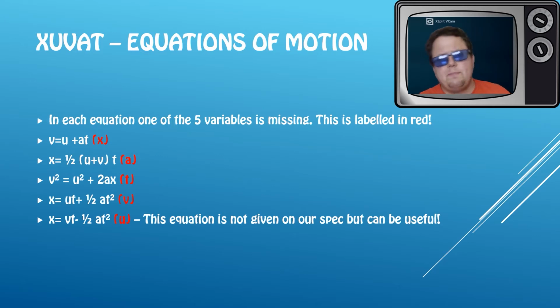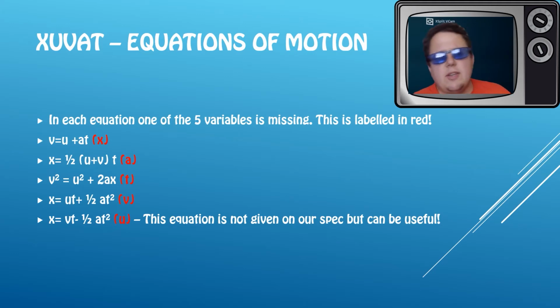Now, there are 5 different XOVAT equations. 4 of them are given on the data sheet. The last one on this list is not given, so wouldn't be expected to be used. If you wanted this one, you'd have to go via other methods. But I've included it here because it's quite straightforward to get, if you look at the forms of the ones before.